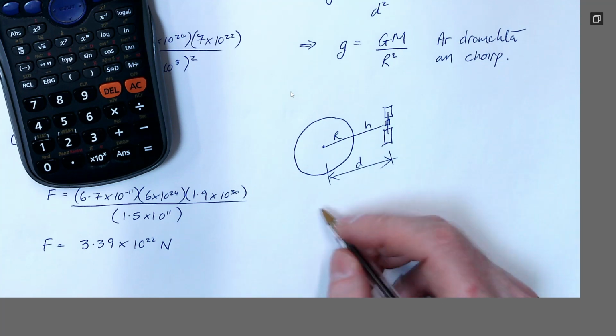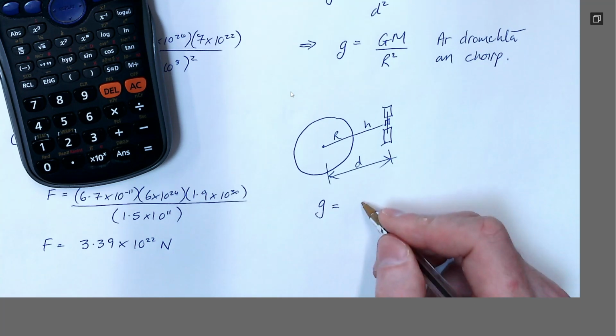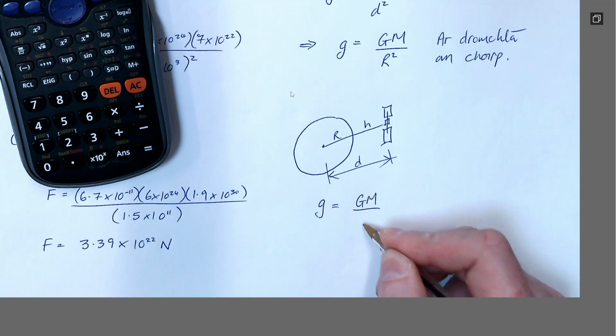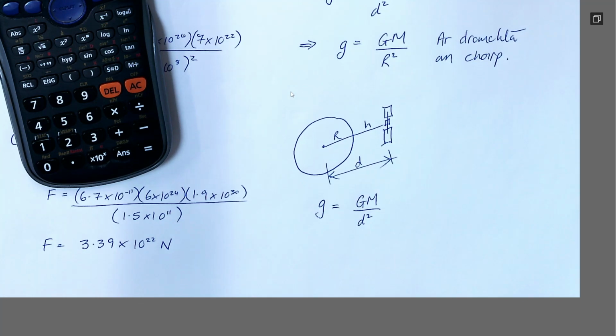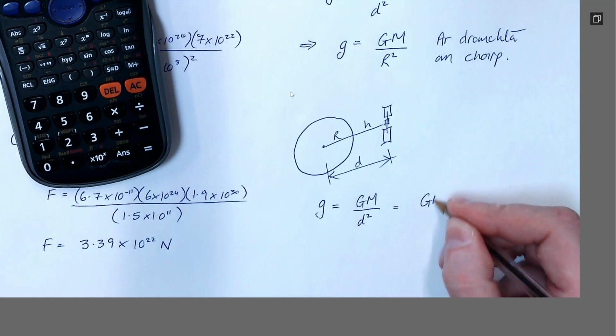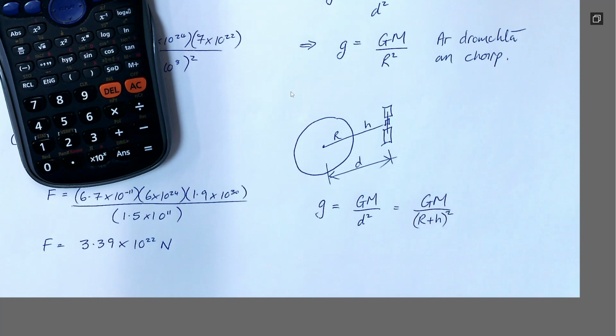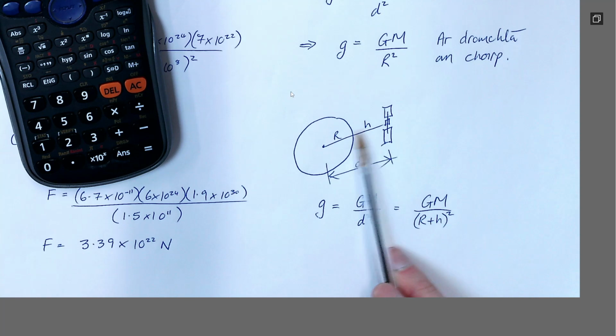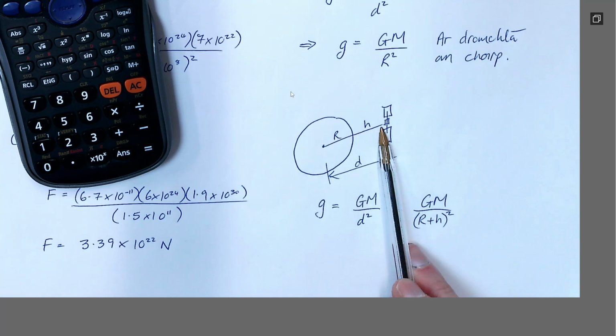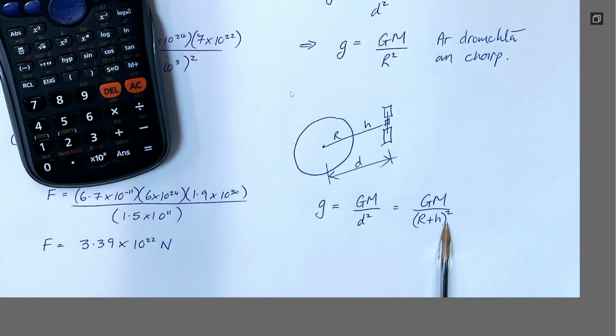So the force equals G M m over D squared, which is G M m over (R plus H) squared. R is the radius of the Earth and H is the height above the surface of the Earth. So it's R plus H squared.